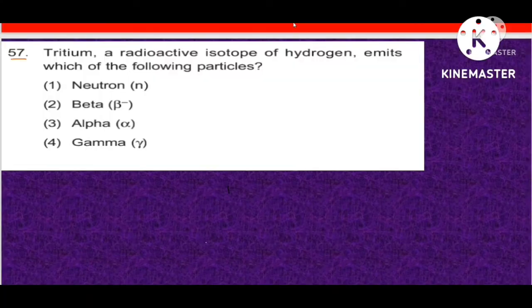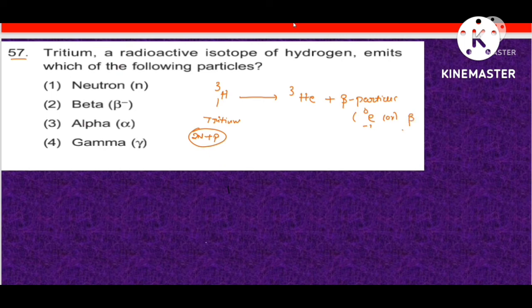Now let us see the 57th question. Tritium, a radioactive isotope of hydrogen, emits which of the following particles? We know tritium is hydrogen-3. Tritium is the only radioactive isotope among the 3 isotopes of hydrogen. It has 2 neutrons plus 1 proton, and this combination is unstable. It decays to form helium-3 plus beta particles. The beta particle is represented as e minus, or beta minus.